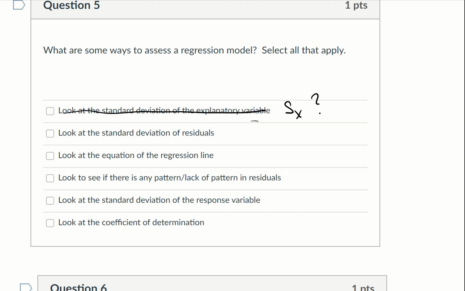Look at the standard deviation of residuals. This is S. Yes, that is correct. Remember that if the S is large, the model is not very good, and so you're assessing the model.